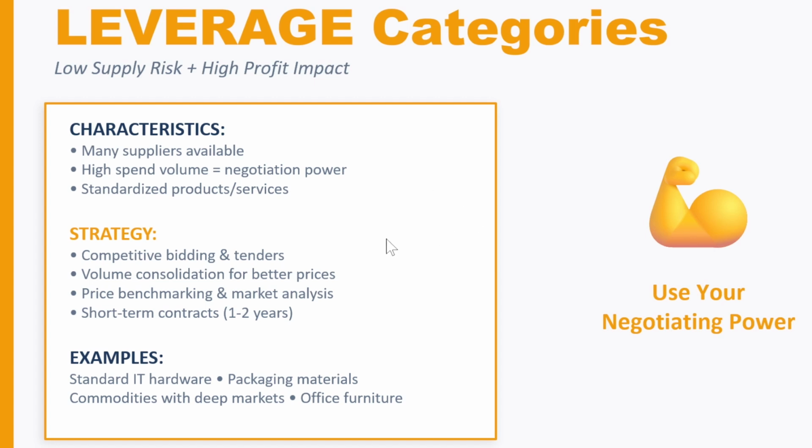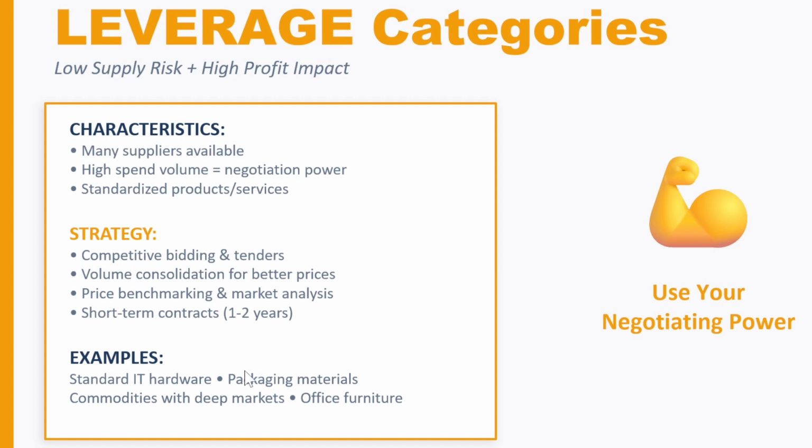The strategy you should have in this kind of procurement is competitive bidding or tenders, because it has high spend volume. You can do volume consolidation for better prices so that you can negotiate more. You can also do price benchmarking and market analysis, and the contract should be of a smaller term because supply risk is low, so you can renew your contract fast to get a better price.